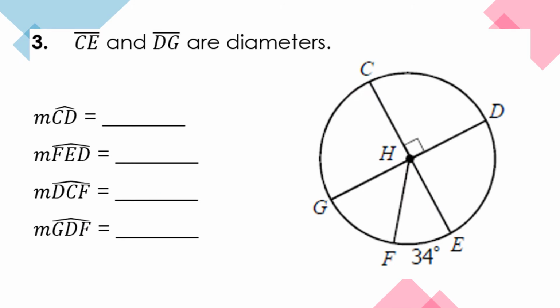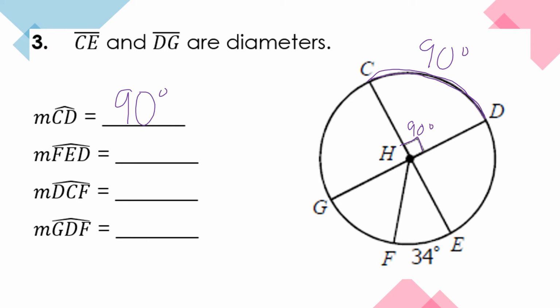All right, in number 3, we have that CE is a diameter and DG is a diameter. That makes point H the center. We also have a right angle at CHD. So if CHD is a right angle, we know that's 90 degrees, which means arc CD is also going to be 90 degrees, which is actually the first thing they ask us to find. So go ahead and put that down.